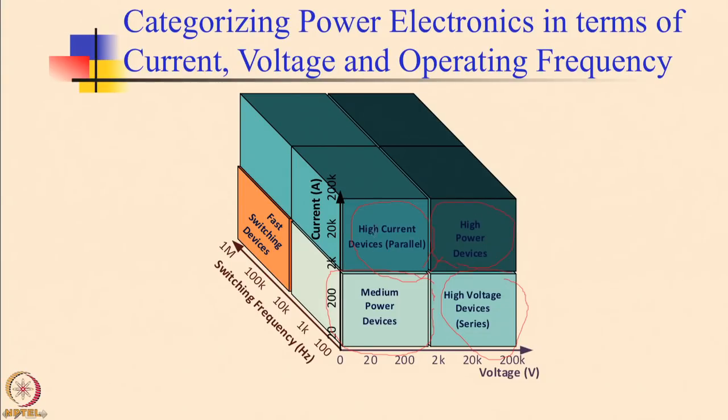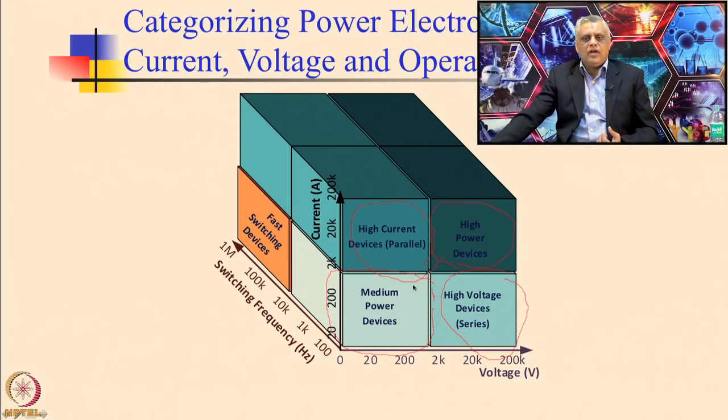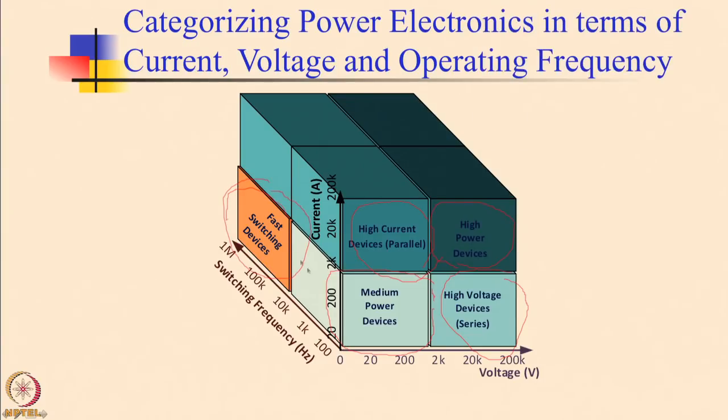Now, this is one way in which we can categorize power electronics: the medium power domain, high power domain, high voltage domain and high current domain. These are the four. Similarly, the frequency also plays a role. What you see typically is that when you go for very high frequency operation, the power levels are less, from this diagram. What you see here, this one. So the power levels are actually less.